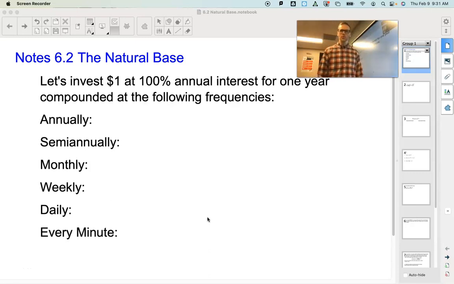Hey everybody, hope you're doing well today. I want to look at our last bit of exponentials here before we move on to logarithms.